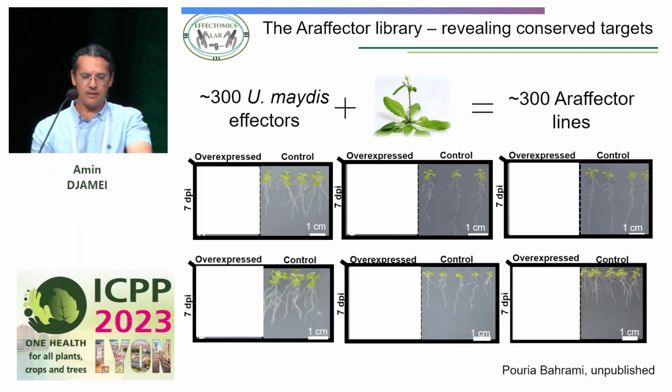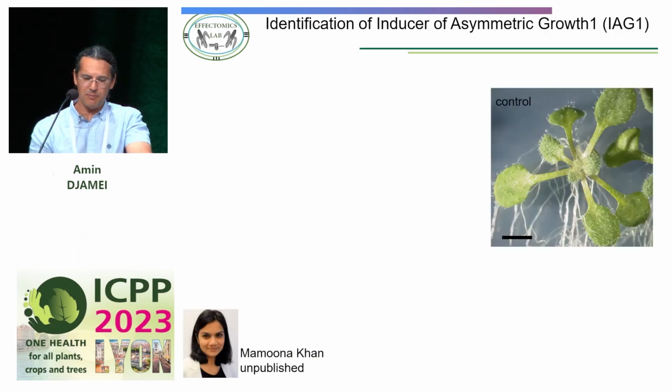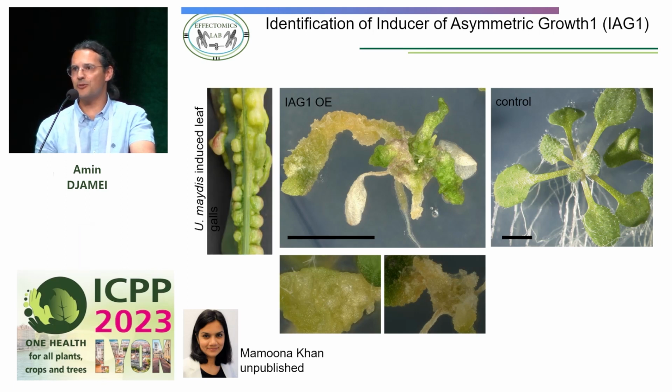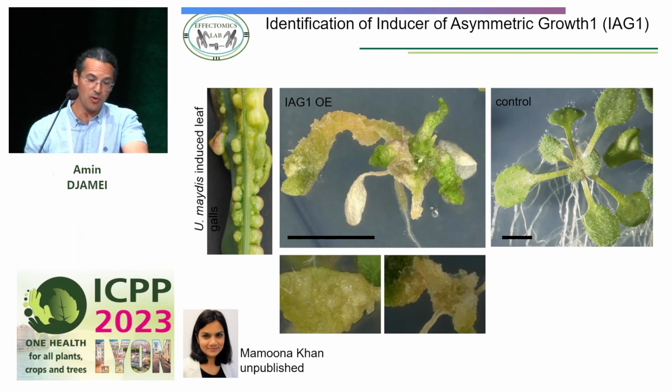And then a screen was performed looking at control plants versus effector overexpressing plants, and we got a lot of different interesting phenotypes which can be followed up. But one line was popping out which was very interesting to us, which was discovered by Mamouna Khan, and she found this line here, which resembles what we looked for: plants which are having an asymmetric growth, possibly irregular cell divisions.